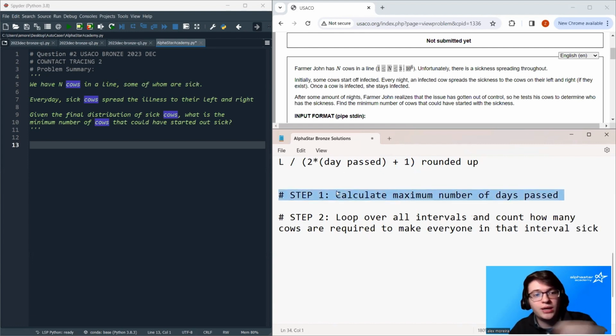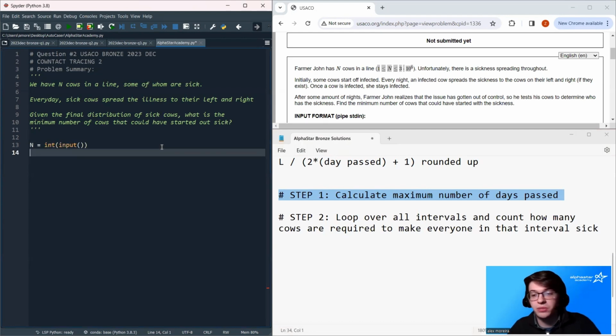So here are 2 steps. Let's see if we can implement them together. So we're going to begin by reading in n. n is just the number of cows, and I'm going to be writing these solutions in Python just because I think those are the most readable. But you're welcome to use any language you want.